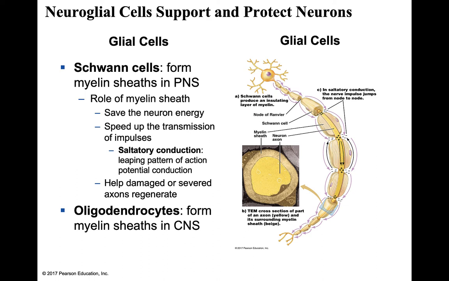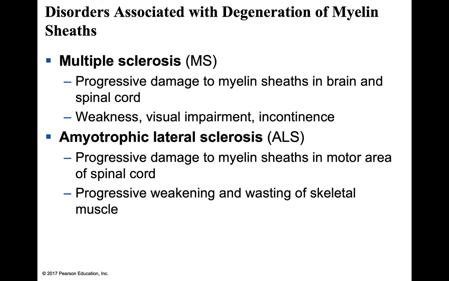Oligodendrocytes are responsible for forming the myelin sheath in the central nervous system. So you want to be comfortable with the characteristics of these, and most importantly, the role of myelin. Now, there are two significant disorders that are associated with degeneration of the myelin sheath. We look at multiple sclerosis. This is a progressive damage to myelin sheaths within the brain and spinal cord.